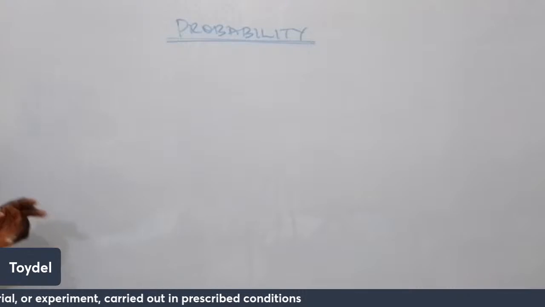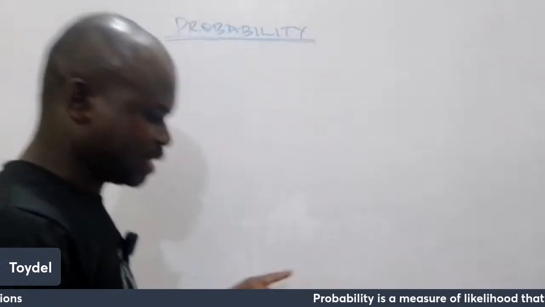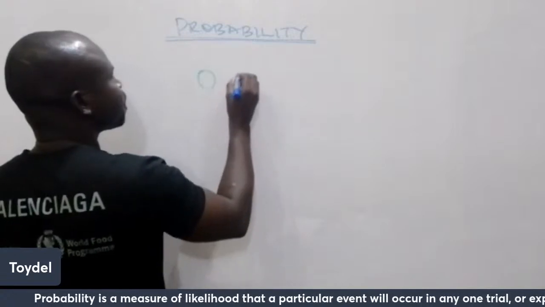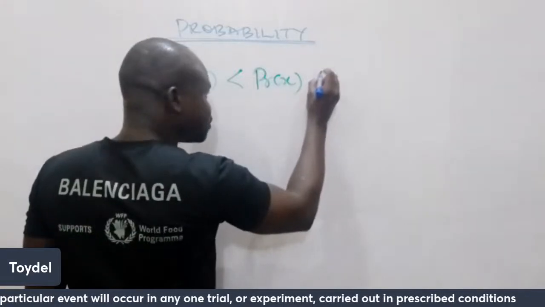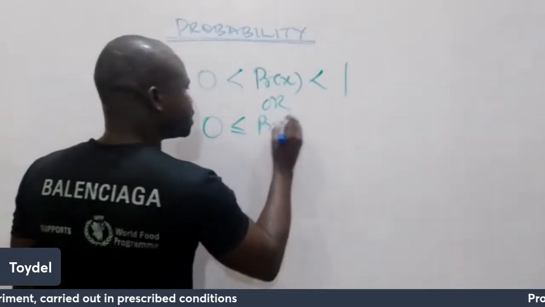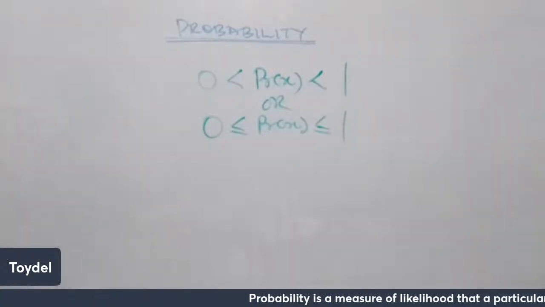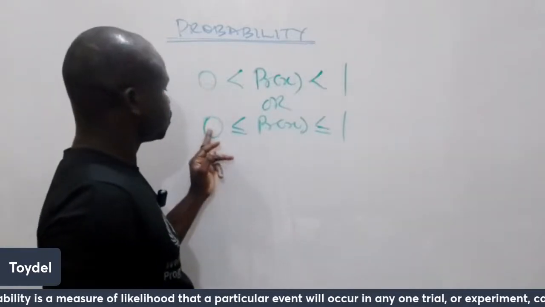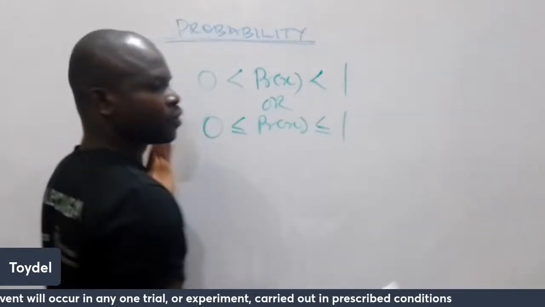So now the probability of an event happening or not happening lies between 0 and 1. Let's call the event X. We can write it this way: 0 is less than or equal to the probability of X, which is less than or equal to 1. So this is the range of probability. When we talk about probability, it is between 0 and 1. The probability that we are sure an event will not happen is 0. The probability that we are sure an event will happen is 1. Then every other probability is between 0 and 1.